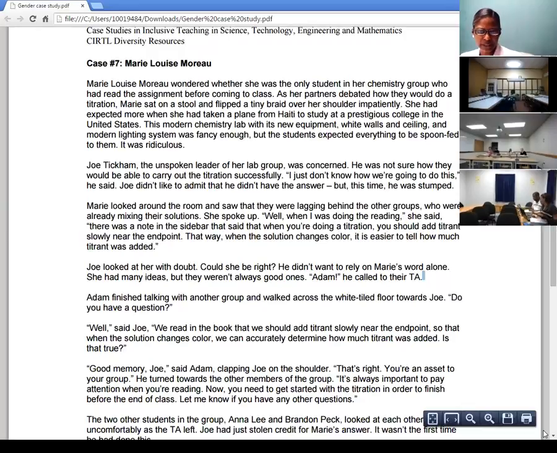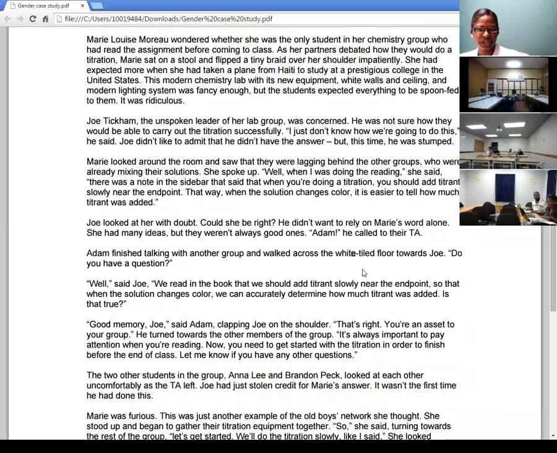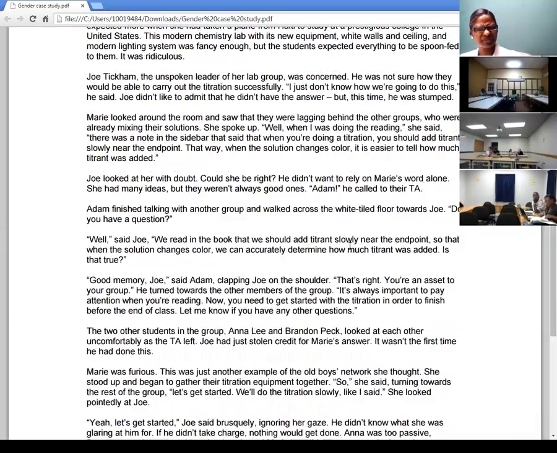So just quickly, this setting is in a chemistry lab. There's a young lady, her name is Marie. She's in a group. She's from Haiti and she's studying, I think, in the United States. There's a young man in her lab group, the unspoken leader. They're deciding on what to do regarding a titration. Marie is wondering why they're not getting on with the job. They're behind the other groups.